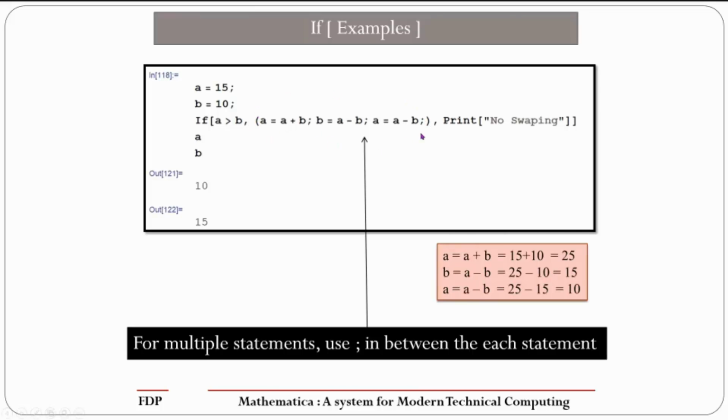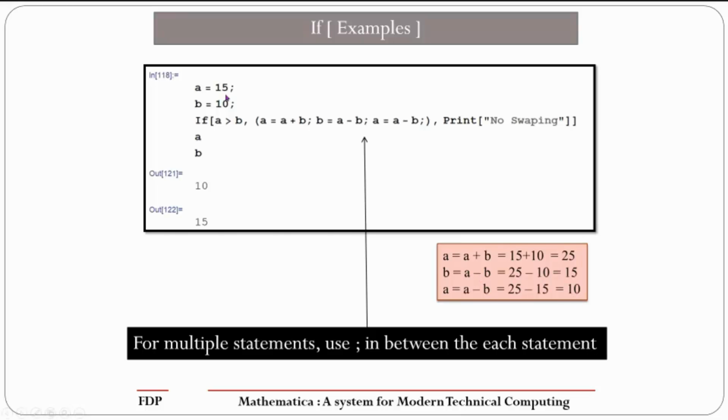It is not necessary that I should write only one statement in my particular portion. So you have to use semicolons to add multiple statements, right? The first one is A plus B. What does A plus B do? See here, A is here. A plus B means 15 plus 10, it will go to 25. Another statement is B is equal to A minus B, that is 25 minus 10, that will become 15. And the third statement is A assigning A minus B. So A minus B will be 25 minus 15, that is 10.